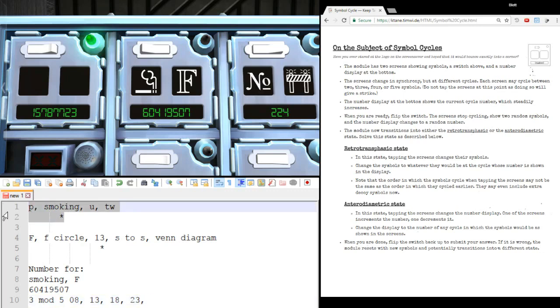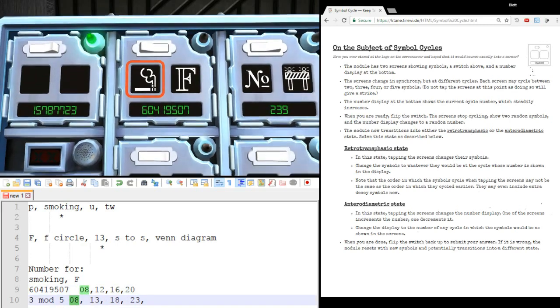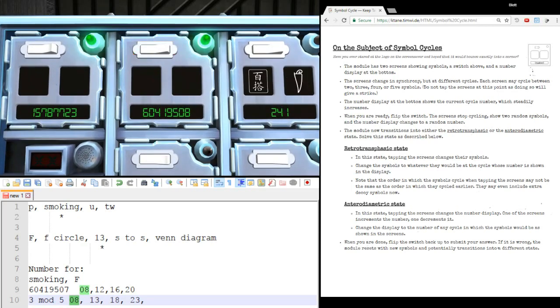For my top one, I need smoking was my 0 cycle, so I need something that's a multiple of 4. Multiples of 4 next to where I'm at would be 8, 12, 16, 20. Oh, and looky here. Notice 08's in both of these sets. That would fit my description then. So I need 08, and we're done.